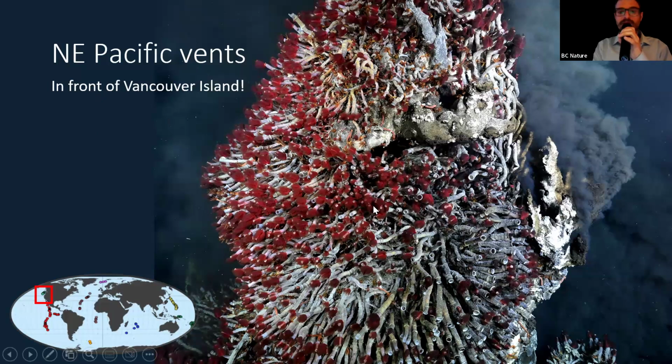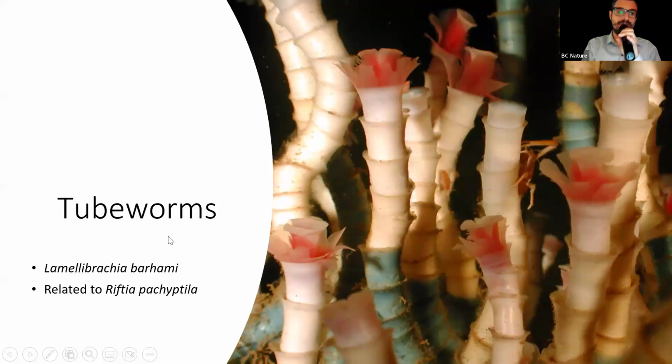Those are hydrothermal vents where the dominant species is also a tube worm. In this case, it is a relative of Riftia pachyptila, a bit more to the south. It's a smaller species, not as big, but it's pretty similar in the way it lives and functions. The scientific name is Lamellibrachia barhami. So those are the animals you could observe if you go some kilometers offshore and look at the vents in front of Vancouver Island.